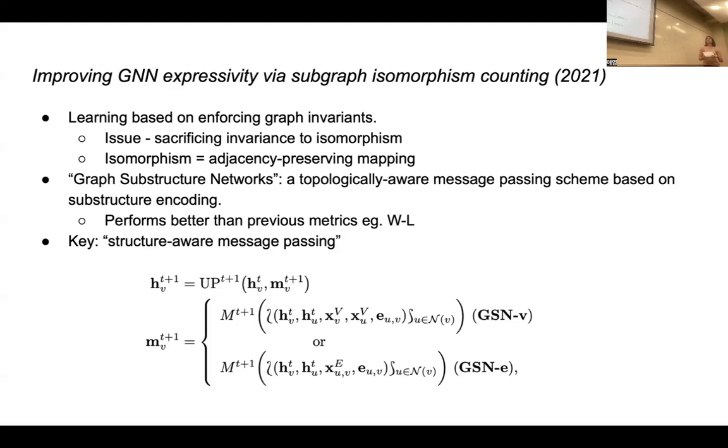The issue in most graph neural networks is sacrificing invariance to isomorphism. In general, GNNs are capped by the WL test in terms of being able to distinguish two graphs that are not isomorphic but have similar substructures. So the idea is that they are updating the message passing scheme in order to account for similar substructures.